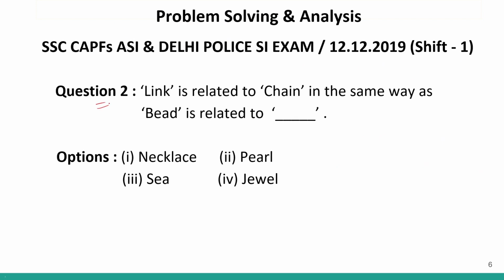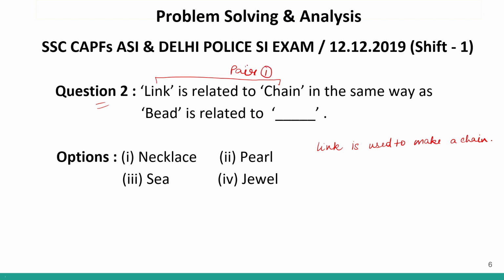Question number 2. Link is related to chain. So this is a question of analogy. Link is related to chain in the same way as bead is related to what? I can see that link is used to make a chain. Link is a component of chain. If you remember, how do we solve analogies? First, this is the first pair. Link and chain is pair number 1.